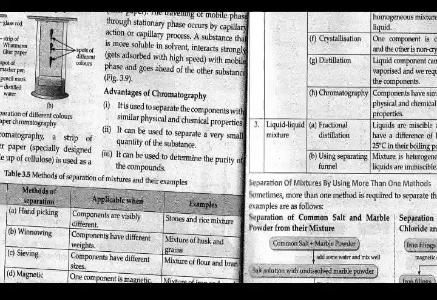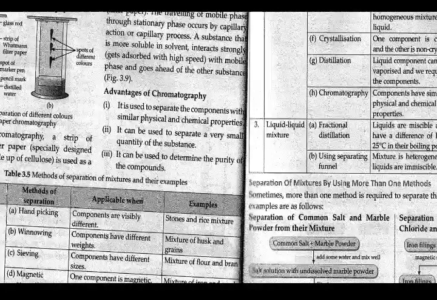If different spots are seen on the filter paper, that means it is a mixture of different types of inks, or whatever it may be. It is done just to determine the purity.